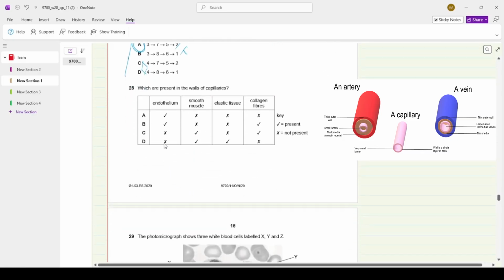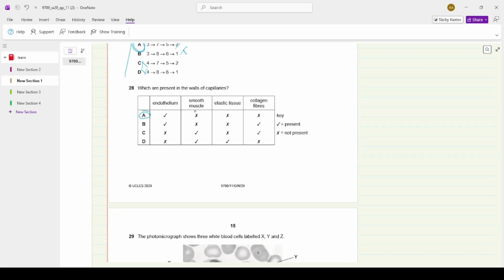Moving to 28, they are saying which are present in the walls of the capillaries. So we know the capillaries are having the squamous epithelium that makes up this endothelium, and there are no smooth muscles, no elastic fibers, and no collagen fibers. So which option gives us that? It's only A. There's endothelium, but the rest are all absent, and that makes sense. So 28, the answer was A.